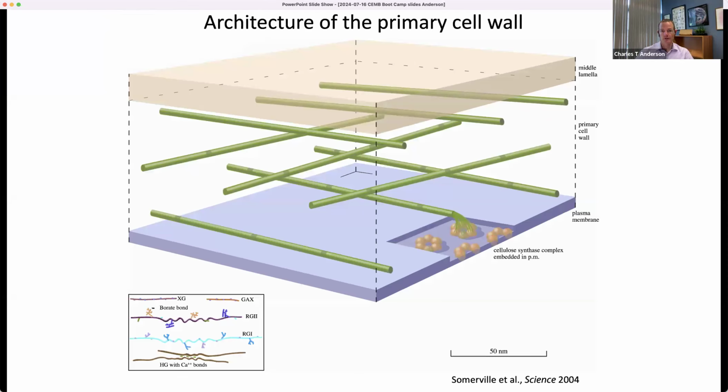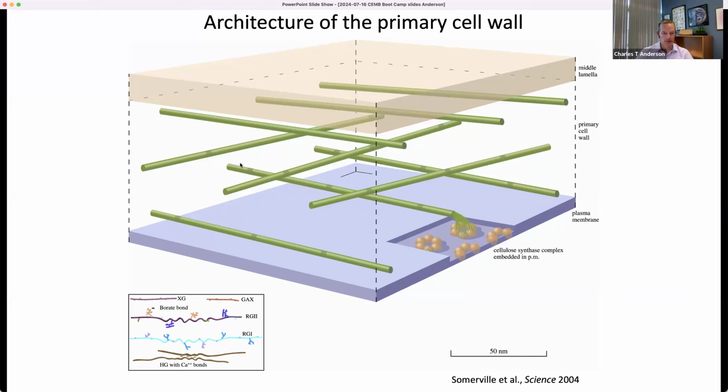Okay, so what does the primary cell wall look like? This is a diagram that's now a full 20 years old, but still pretty relevant to our understanding of how the primary cell wall is composed. We think of the cellulose in the wall as being sort of like these, again, these cables that are composed of glucan chains that are put together and polymerized by the cellulose synthase complex.